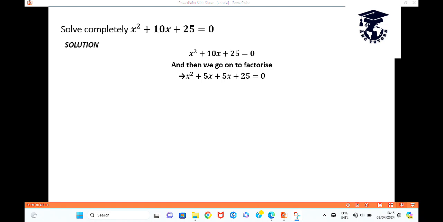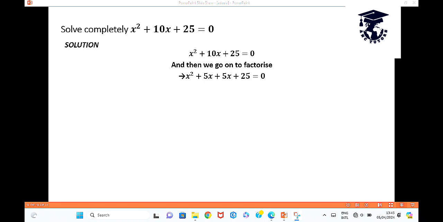To factorize, we multiply the coefficient of the first term and the third term. The coefficient of the first term is 1. 1 times 25 is equal to 25. The coefficient of the second term is 10. So we have 25 and 10. Then we look for two numbers that multiply to give 25 and add to give 10. Those numbers are 5 and 5, because 5 times 5 is equal to 25, and 5 plus 5 is equal to 10.